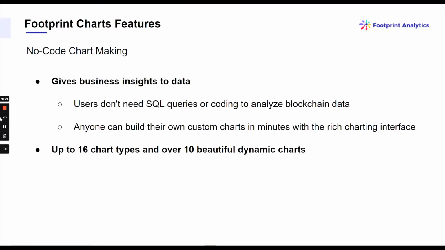Data on chain is very complex, and analysts often need to write thousands of lines of code to calculate a single metric. To address the high analytic threshold, Footprint cleans up and integrates on-chain data, giving businesses meaning to the data, which eliminates the need for users to write SQL queries or code to analyze blockchain data. Anyone can build their own custom charts in minutes with the rich charting interface and uncover blockchain data to discover the value trends behind projects.